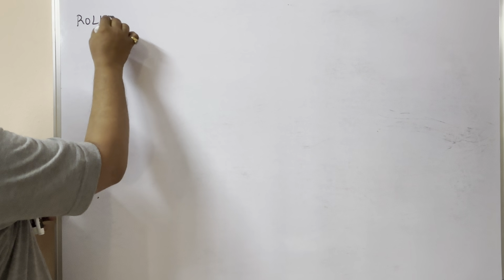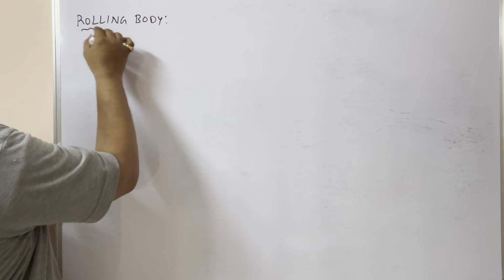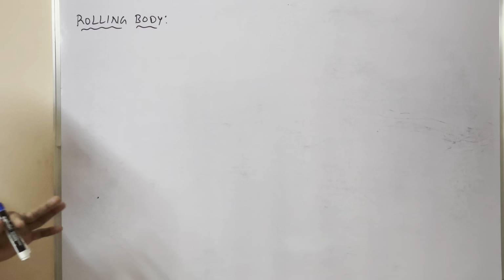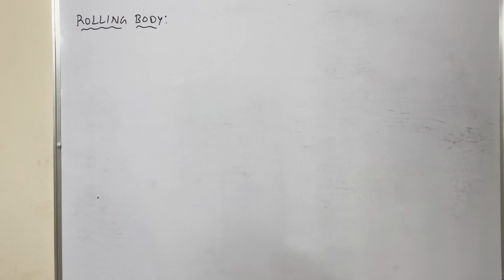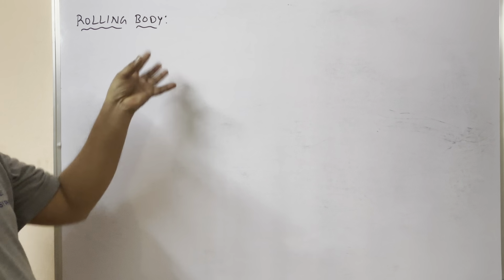In this class, we will discuss rolling body. Rolling body is different. Rotating body is going to be different. A rotating body stays in one place. It is at rest position, and it is rotating.